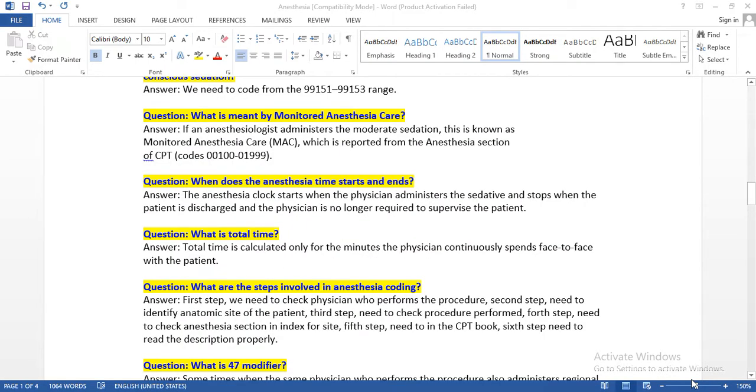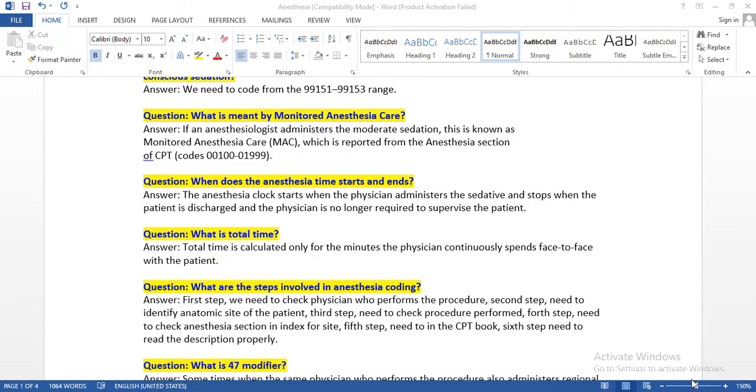Next question: what is meant by monitor anesthesia care? Answer: if an anesthesiologist administers the moderate sedation, this is known as monitored anesthesia care, which is reported from the anesthesia section of CPT codes.